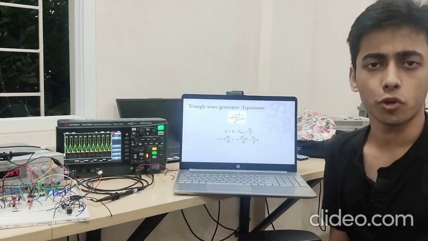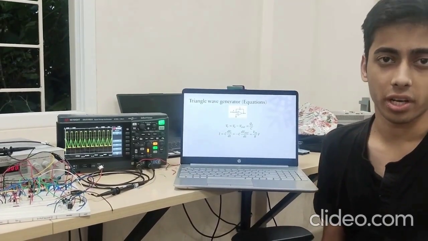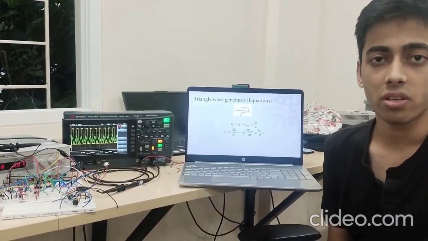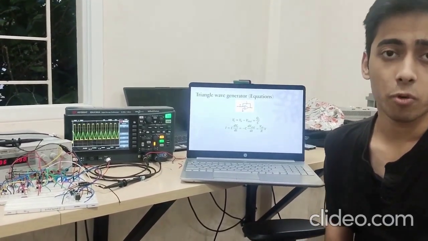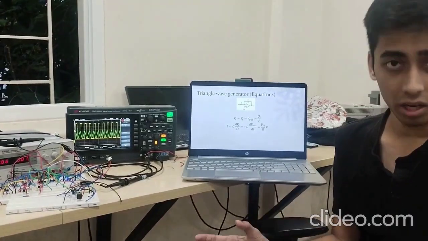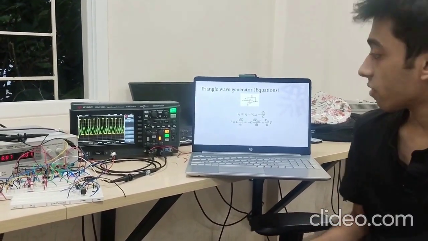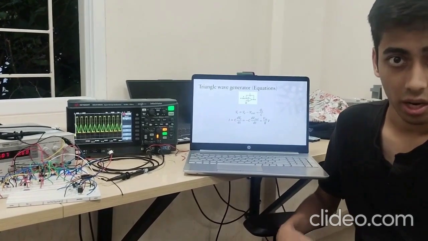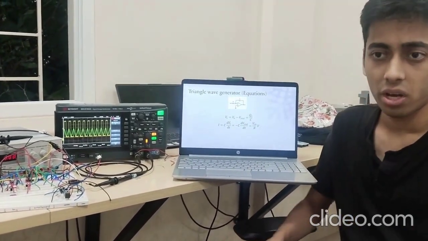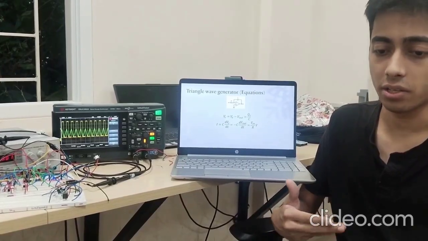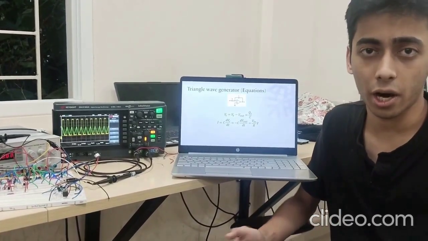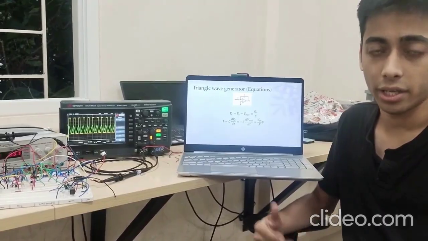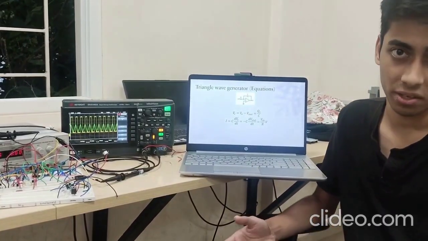So the next stage in our project is the triangle wave generator and the comparator. The triangle wave generator is the heart of our project. In our project we have implemented the triangle wave generator from scratch. This triangle wave generator consists of 2 parts, an integrator and a comparator. An integrator is a circuit that takes the analog input and outputs the integral of that signal.